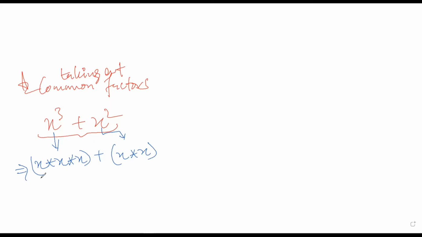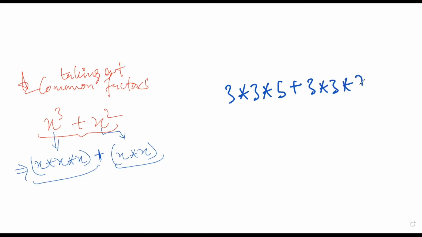Yes. Now what is the common factor among these and these, Mr. Sarthak? X. Okay. Let me take another simple example. I think then it will make more sense. So 3 into 3 into, let us assume, 5 plus 3 into 3 into 7. What do you see as the common factor between these two terms?